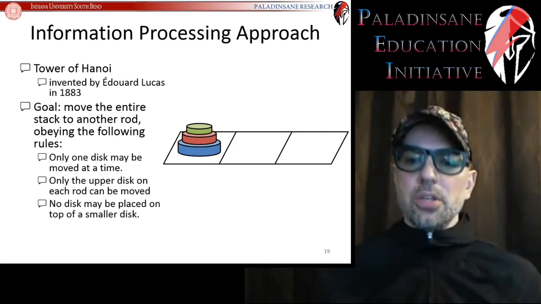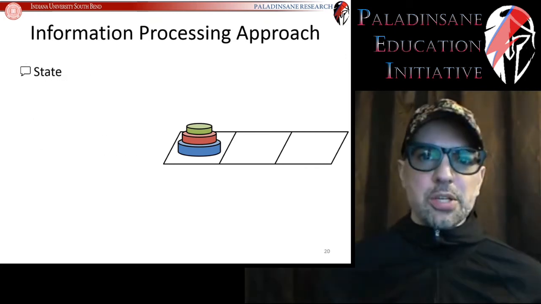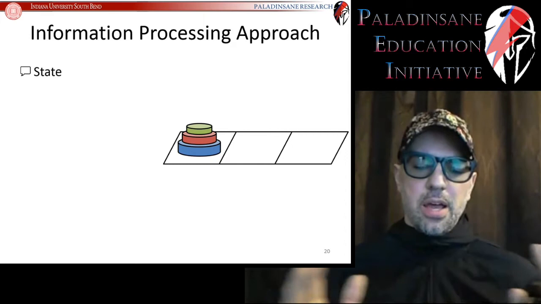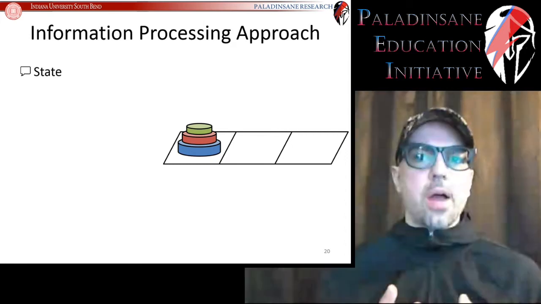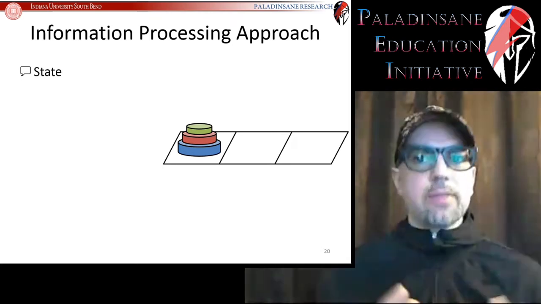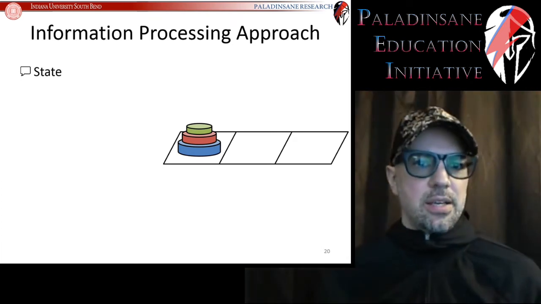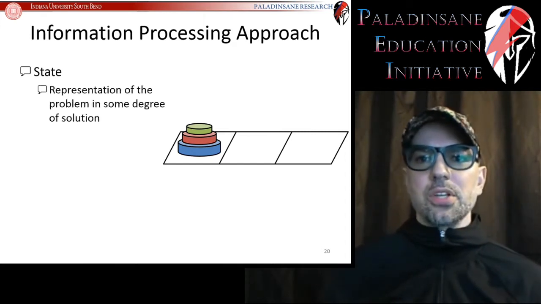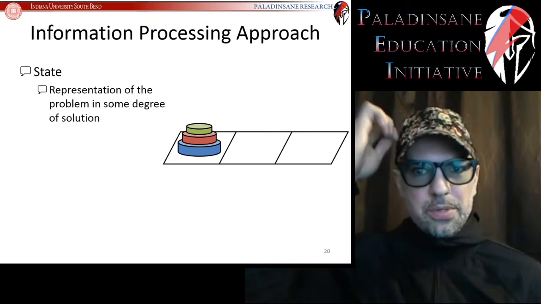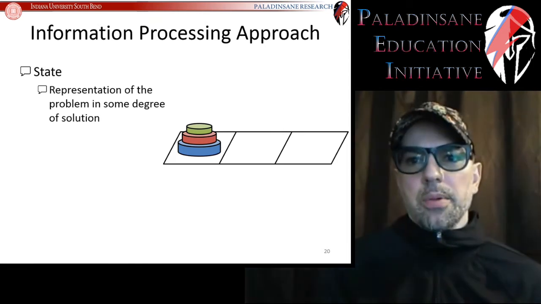So let's use this to illustrate the information processing approach. The information processing approach has a few concepts that they use to represent what a problem actually is. It's a new way of representing a problem. So the first concept we need is the idea of a state. And a state is a representation of the problem in some degree of solution. So it's a representation of basically where you are currently in your problem.